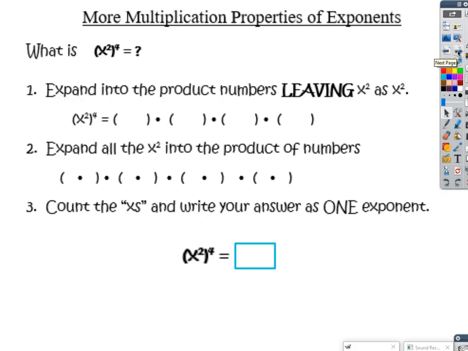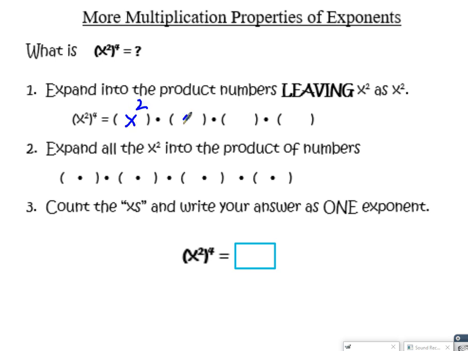Here are some more multiplication properties of exponents. The first question is, what is x squared to the 4th power? Remember in previous lessons that we expanded the product numbers leaving x squared as x squared. So x squared times x squared times x squared times x squared. We wrote it 4 times because our exponent outside the parentheses is a 4.